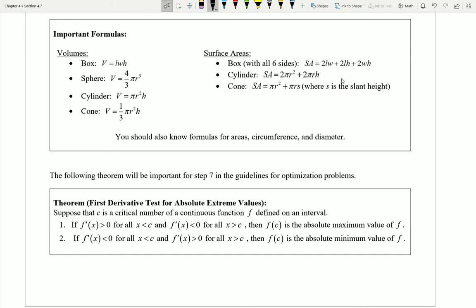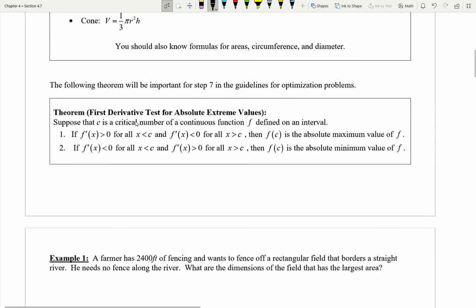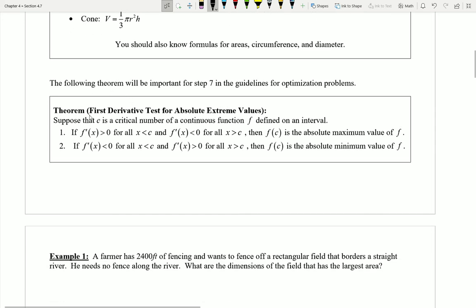Now, we'll be able to go back and take a look at these formulas, obviously, as we work through questions in this particular section. But when it comes to homeworks or exams and being efficient, not having to look these things up is going to be very, very important. So let's take a look here at the following theorem, which will actually be really crucial for completing step 7 in the optimization guidelines.